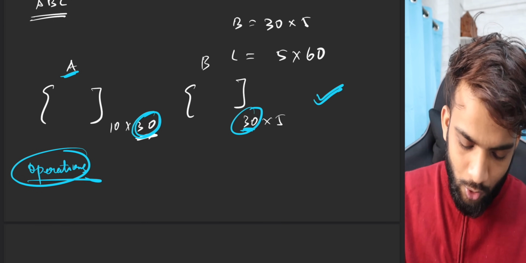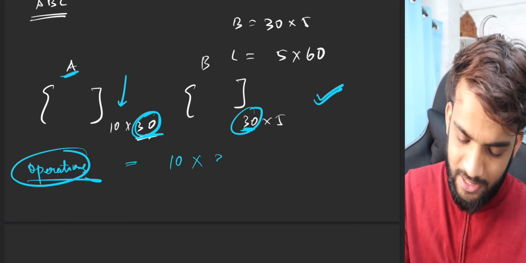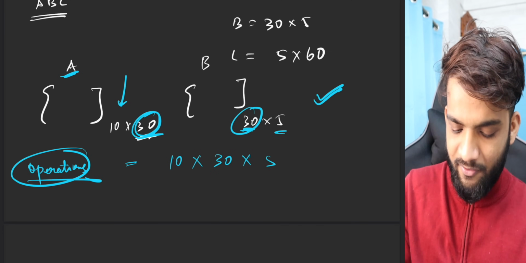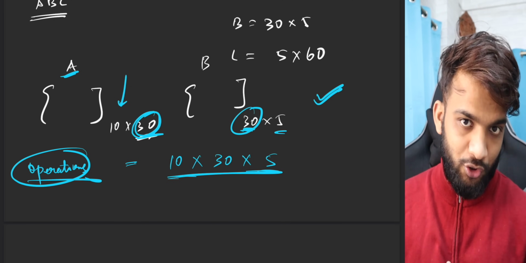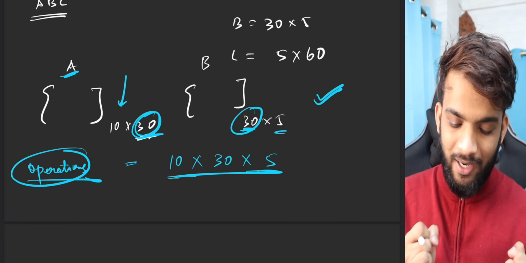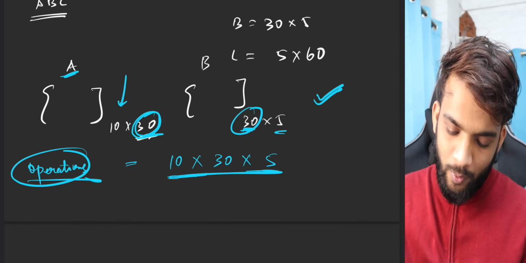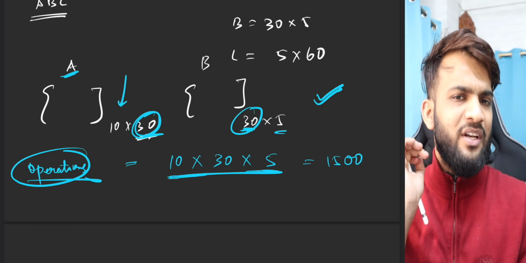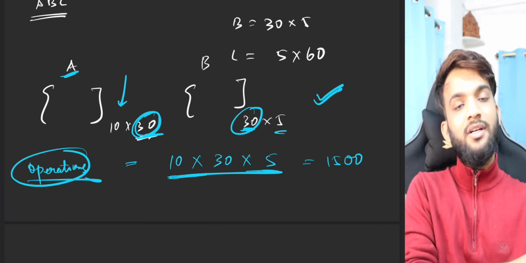That's very simple. You take this 10, you take the common 30, and you take the other 5. So the number of multiplications required in order to multiply both the matrices will be 10 cross 30 into 5, which is somewhere around 1500 operations, if I have done the calculations correctly. Yeah, I have done it correctly.